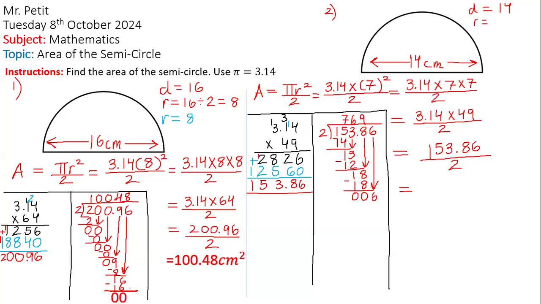2 goes into 6 how many times? 3 times. 2 times 3 is 6. So 6 minus 6 is 0. And so our answer is what? Oh, we forgot the point, right? So the point goes right here. Let me write it down. It's 76.93.